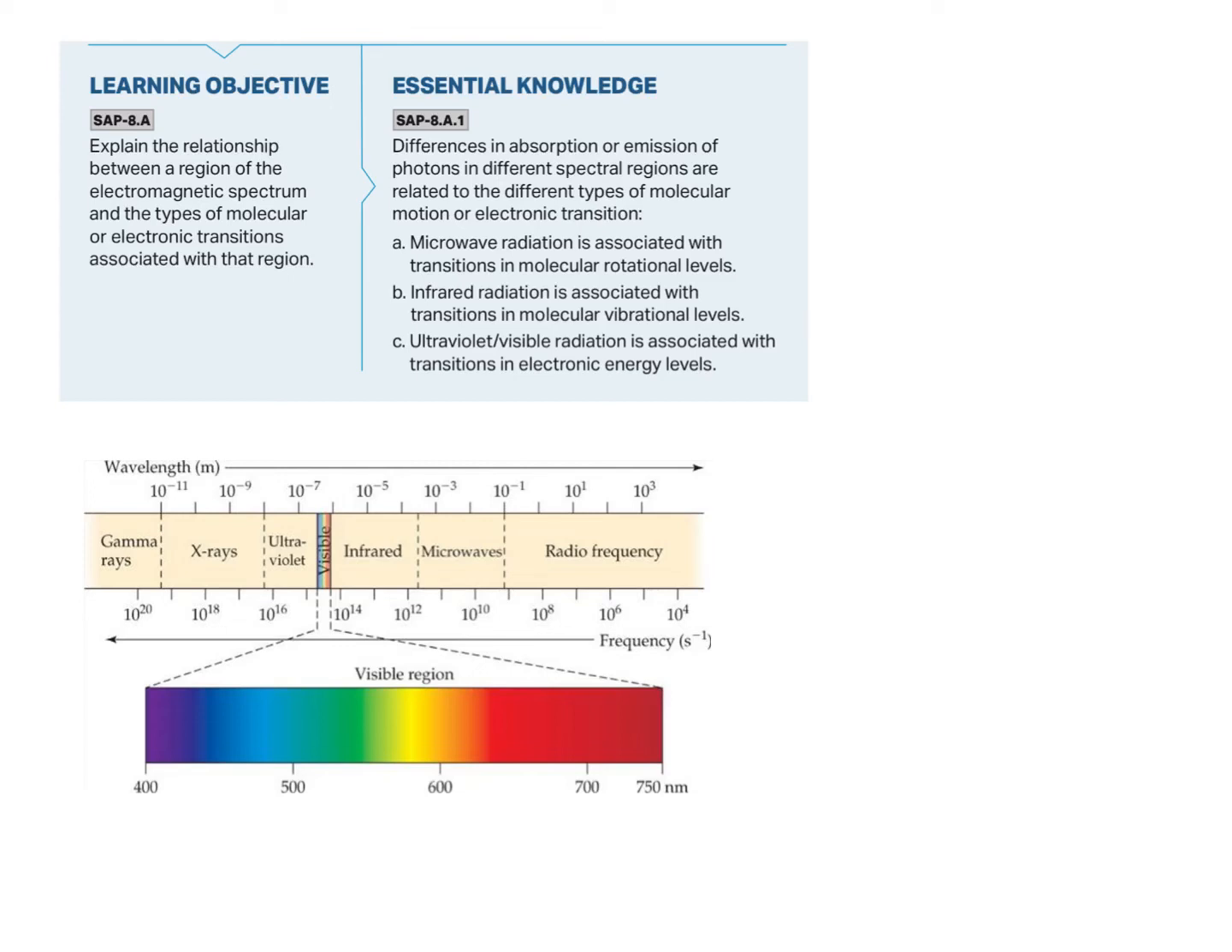Hey everybody, this video lesson is entitled Electromagnetic Energy and the Effects that it has on Molecules. This particular learning objective from the course exam and description is 3.11, and it talks about the explanation of the relationship between the region of the electromagnetic spectrum and the types of molecular transitions that may occur depending on the energy and the wavelength of the light or the energy of the photon that a molecule would encounter.